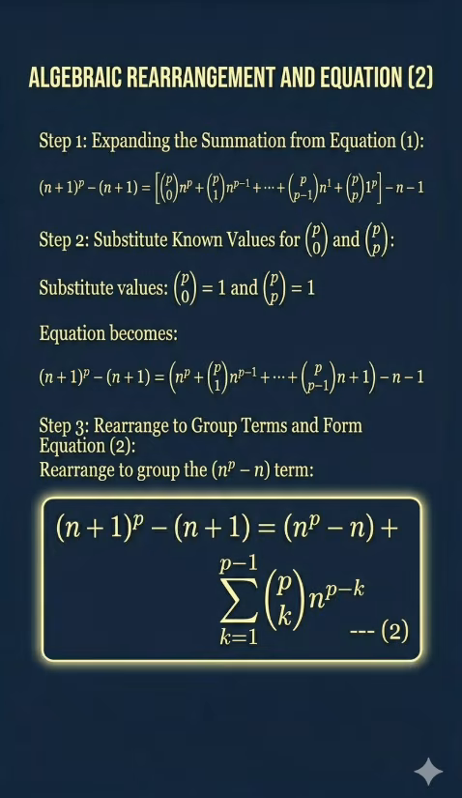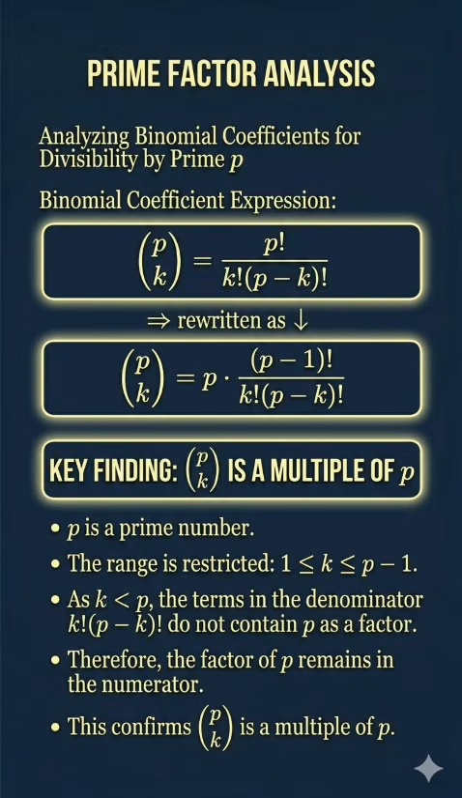The heart of the proof lies in the coefficient of those intermediate terms. If we look at the formula for a binomial coefficient, we see that the prime p is in the numerator. Crucially, because p is prime and our index k is smaller than p, there is no factor in the denominator that can cancel p out. This mathematically guarantees that every single one of these intermediate terms is a multiple of p. In other words, the entire summation part of our equation is naturally divisible by p.